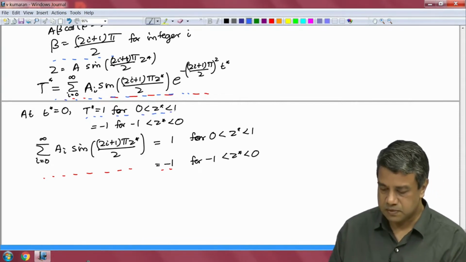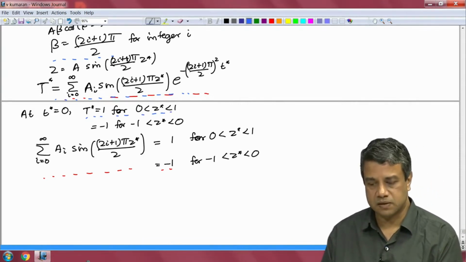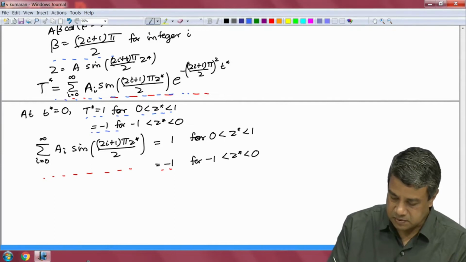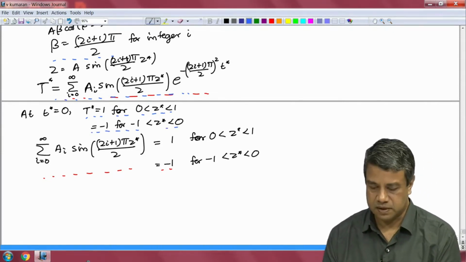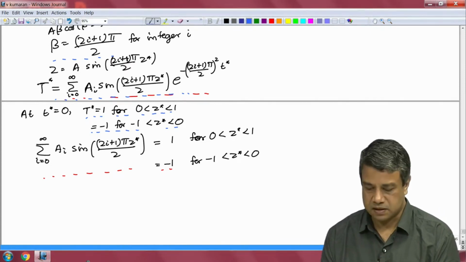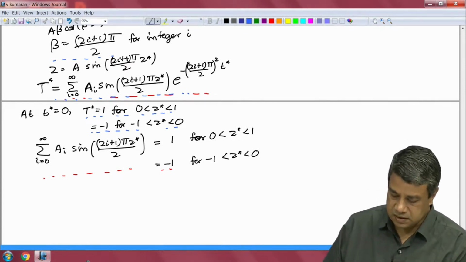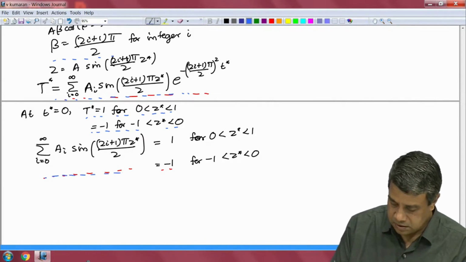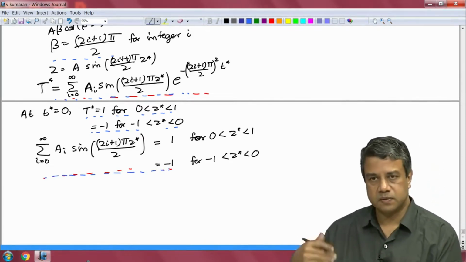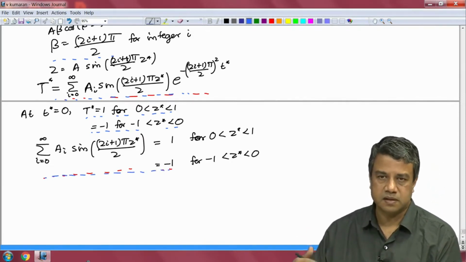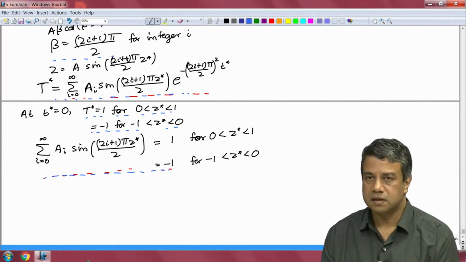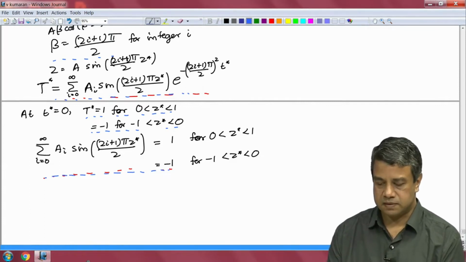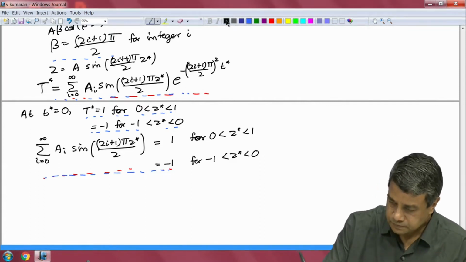T is equal to plus 1 for 0 less than z less than 1, and is equal to minus 1 for minus 1 less than z less than 0. So, it does not yet satisfy the initial condition, that is, this summation has to be equal to plus 1 on the top half, and minus 1 on the bottom half. How do we satisfy this condition? Using the orthogonality relation.